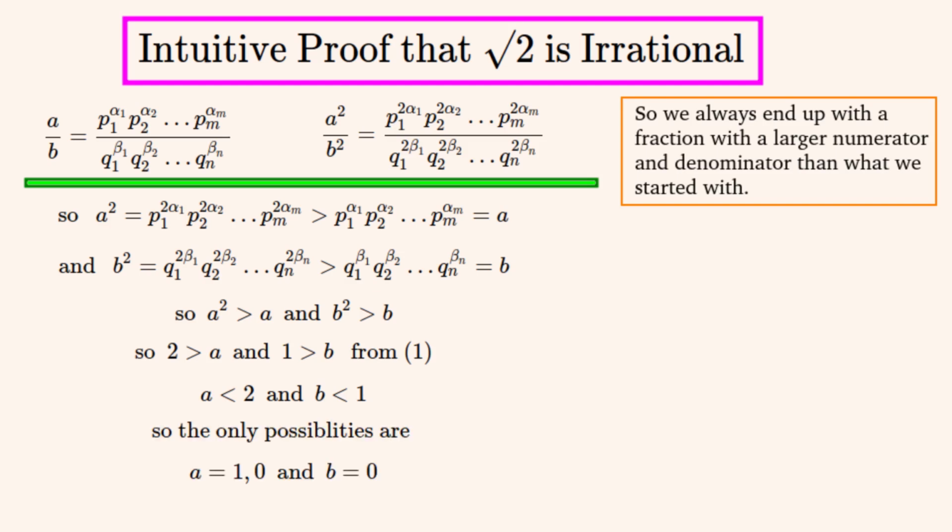So the only possibilities are that a can be 1 or 0 and b can only be 0, which isn't a positive integer and can't be a denominator. So the integers a and b can't exist, so this completes the proof. It's a proof by contradiction because we've eliminated all possible values for the integers a and b.